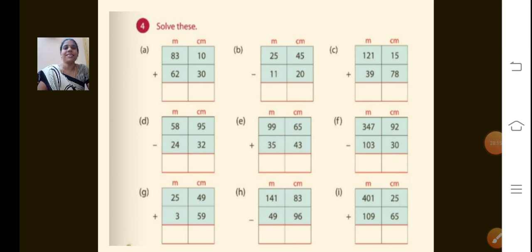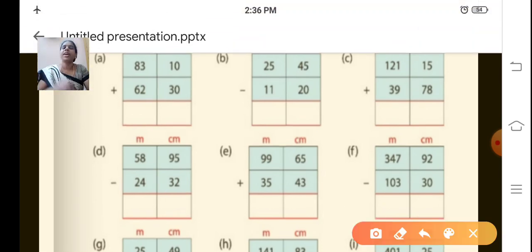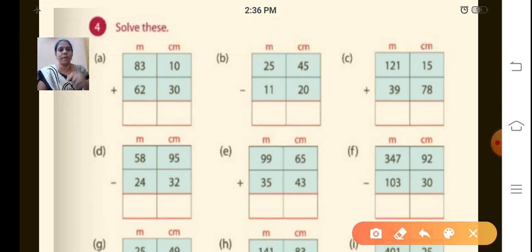83 meter 10 centimeter and 62 meter 30 centimeter. We are going to add 83 meter 10 centimeter and 62 meter 30 centimeter. How to add? Normal addition. So A sum we are going to do now. This is a normal addition. How to add? First we'll add the centimeters.